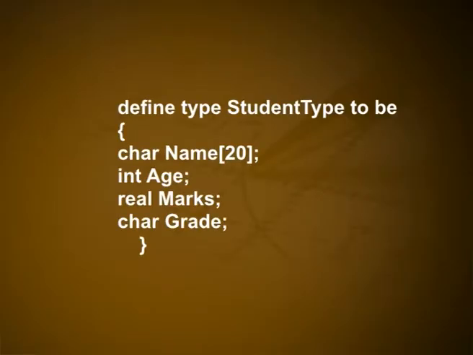For example, to define a new type called student type consisting of components called name of type character, age of type integer, marks of type real and grade of type character. The pseudocode to define this new type may be of the form define type student type to be char name of 20, int age, real marks, char grade.